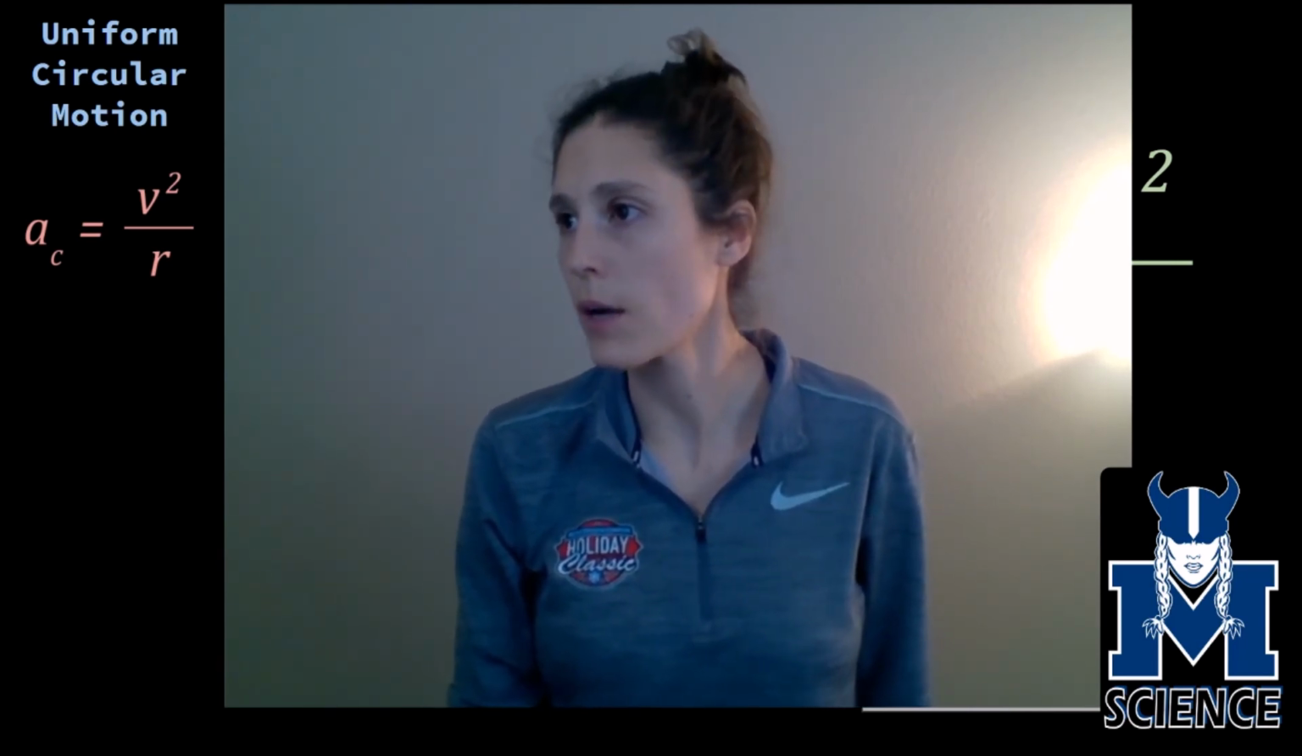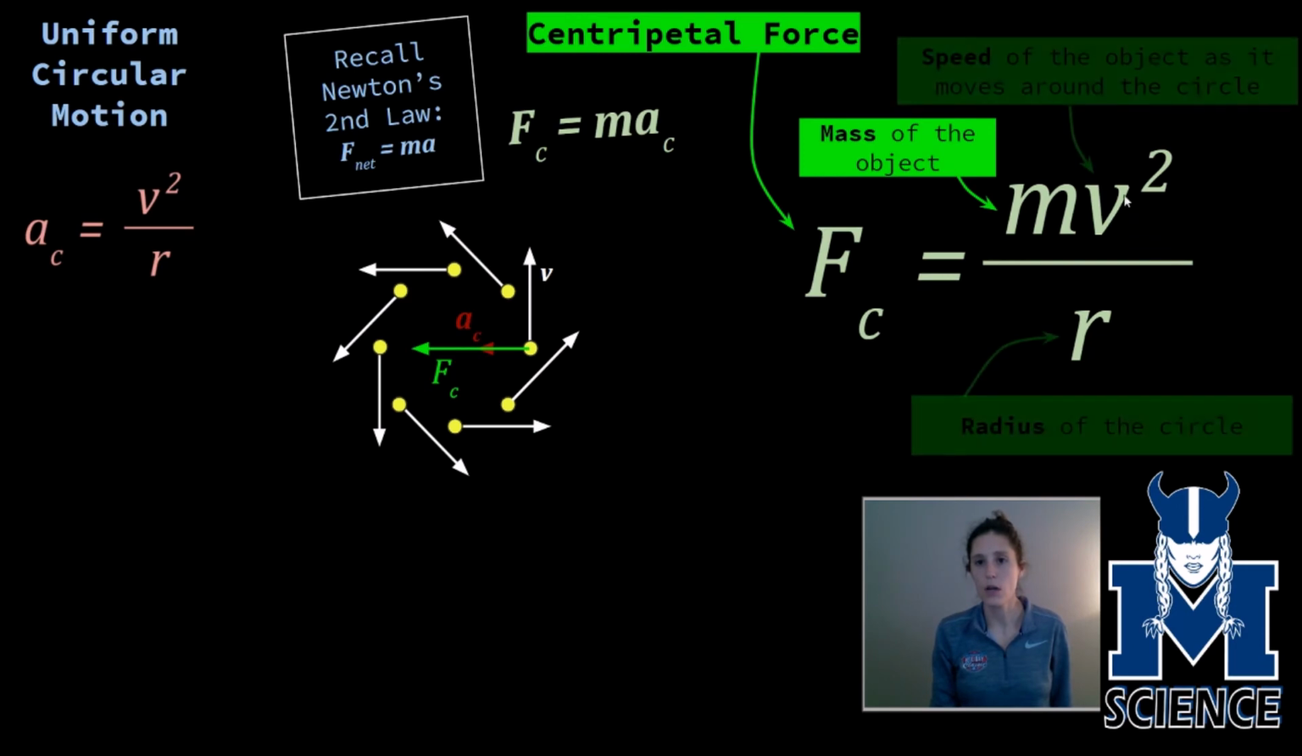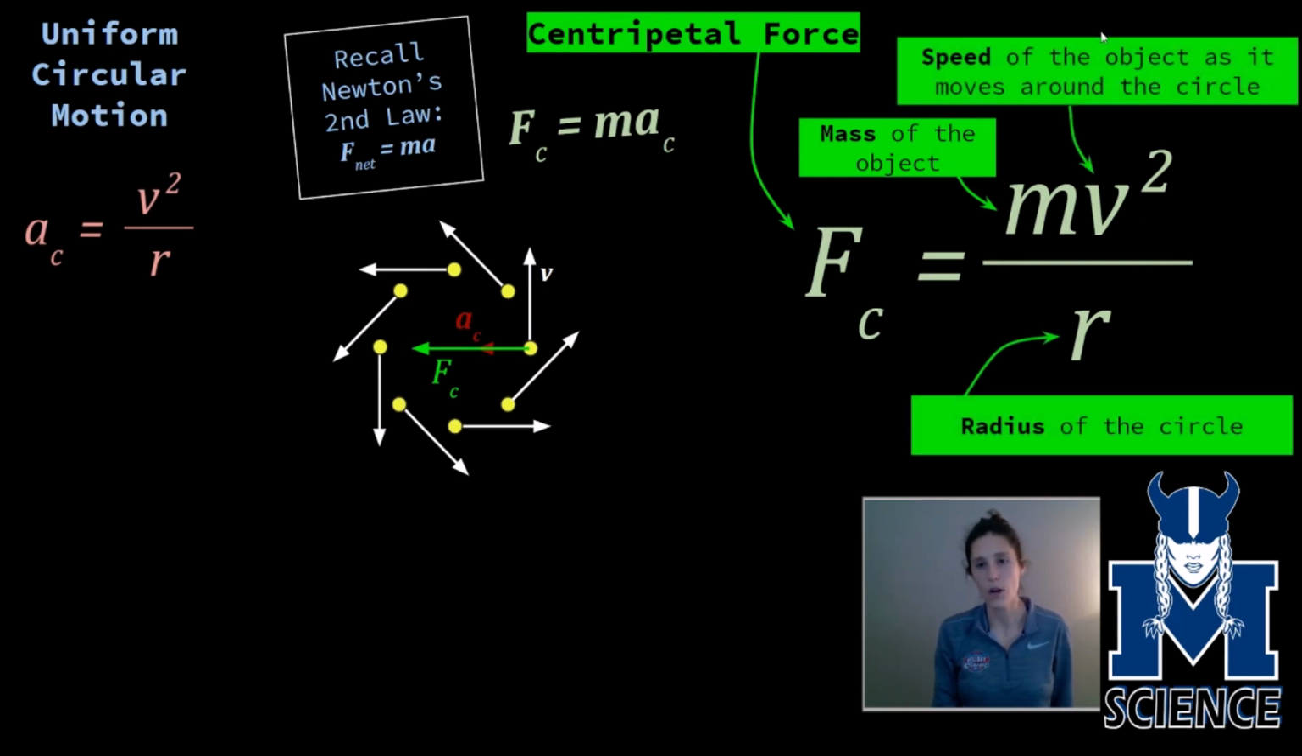So our centripetal force, again, these variables: m stands for the mass of the object. The v squared over r is the same as before. V is the speed, and r is the radius.